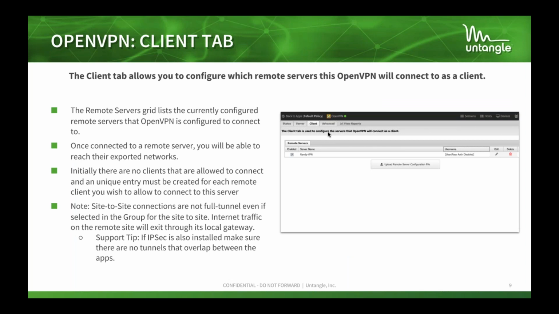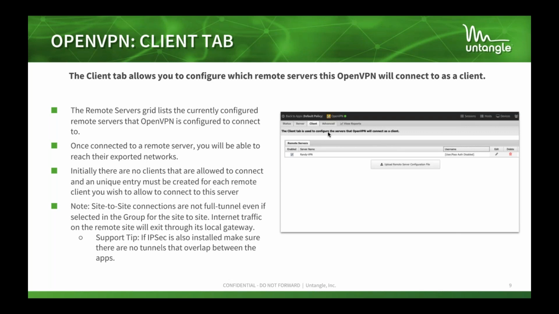On the OpenVPN client tab, you'll be able to configure which remote servers this OpenVPN will connect to as a client. So you can see there in my graphic, we're going to log into the Randy VPN server because that's the one that we're using. The remote servers grid there will show the currently configured remote servers that OpenVPN can connect to. Once you're connected to a remote server, you'll be able to reach those exported networks that we talked about. So that's where you give them permission to which part of your network they need access to.